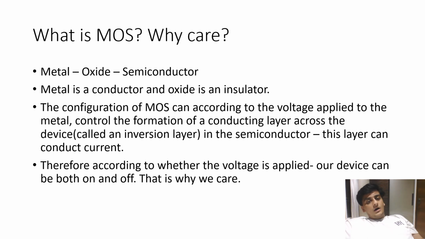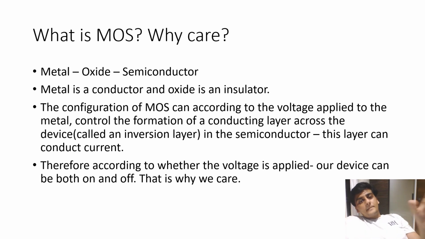Now, why do we care about the MOS? It is because this configuration can, according to the voltage applied to the metal with respect to the rest of the device, control the formation of a conducting layer across the device, called an inversion layer, in the semiconductor, which is capable of conducting current.